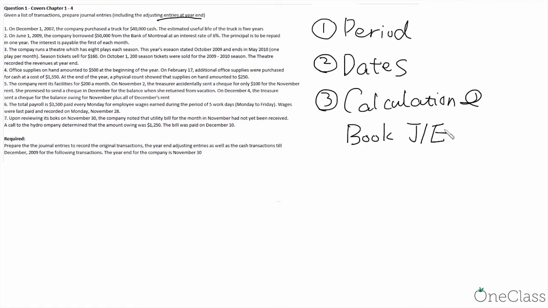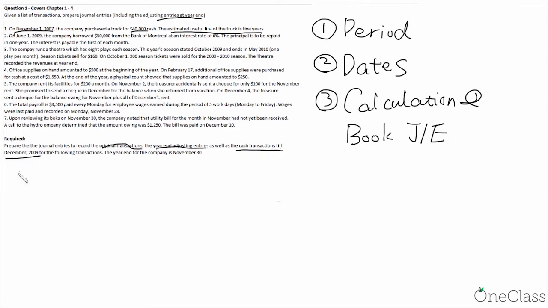So now let's solve this problem using the 3 steps. So let's read the question first and the transactions one by one. So in the first transaction, on November 1st, 2007, the company purchased a check for $40,000 cash, and the estimated useful life of the check is 5 years. And we are asked to prepare the journal entries to record the original transaction, the year-end adjusting entries, as well as the cash transactions until December 2009.